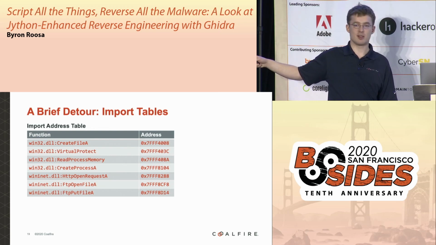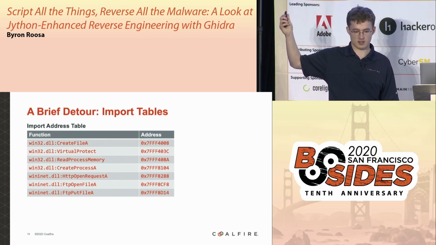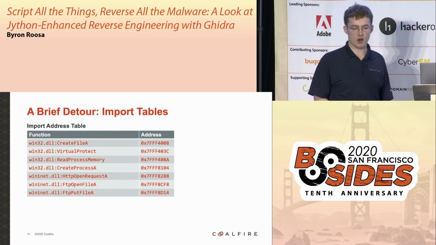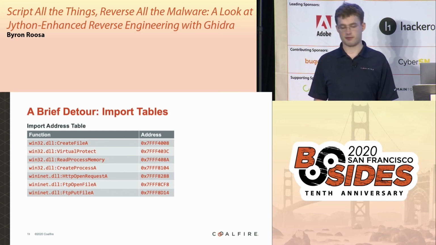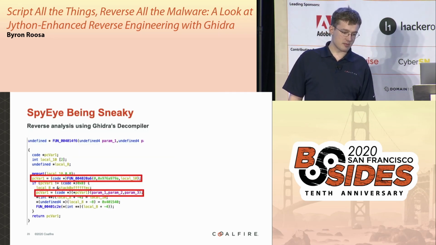Whatever application has this import table can say, okay, we've got all these different things. We can then access the function. So whenever you want to go create file A, it goes, okay, we need to go and use this function at 7ff4008. So something's going on here.